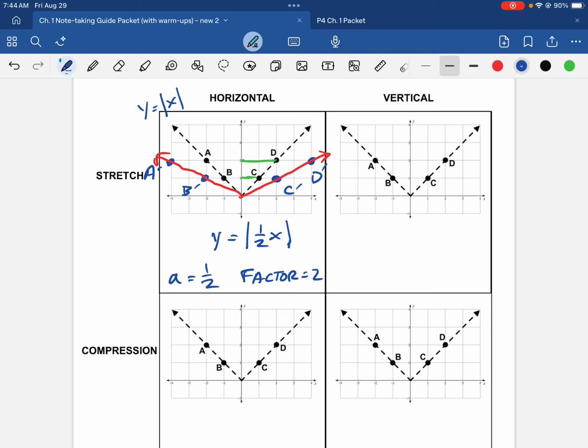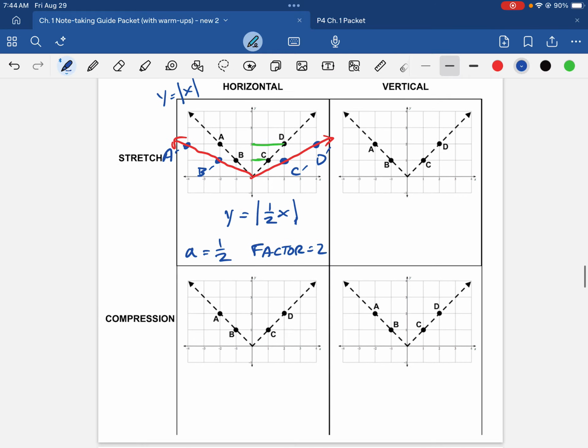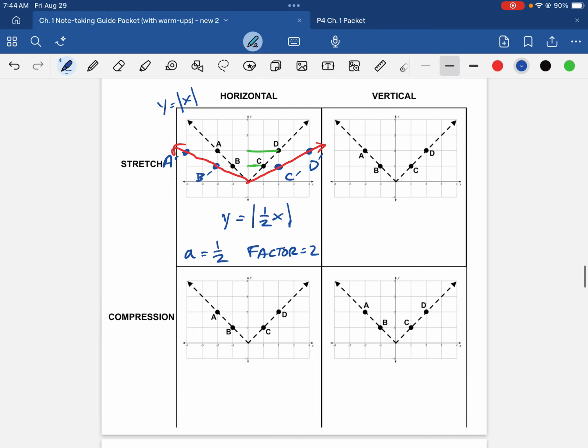Okay. All right, let's stick on the horizontal side of things. Let's look at a horizontal compression. So that's still going to be when the a value's inside the absolute value, but now you'd have an a value that's more than 1, like 2. Okay, so a is 2 here, but the factor would be 1/2. Okay, and still these points, just like on the last one, are moving horizontally. So I'm looking at these horizontal distances, but here since the factor is 1/2, that means I'm going to multiply those by 1/2. That's the same as dividing by 2.